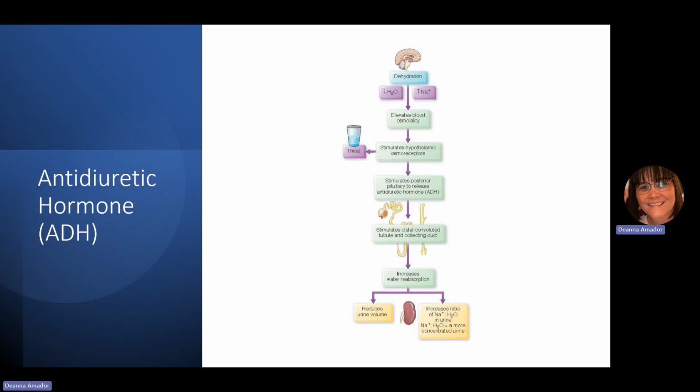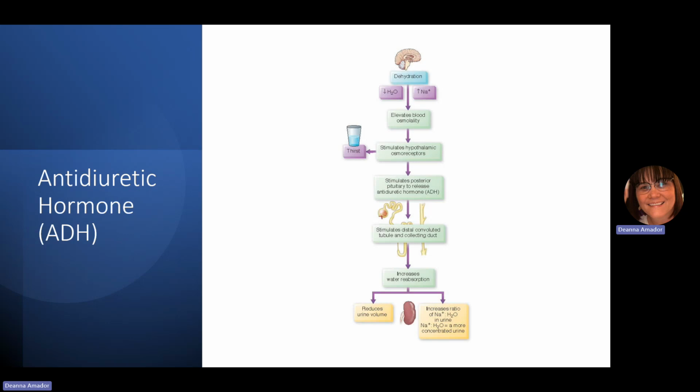You guys have already learned about this, but with your antidiuretic hormone, this slide just kind of shows how when your body is dehydrated, you have decreased volume status, so your sodium levels increase. This causes an elevation in your blood osmolality and stimulates the whole process of being thirsty and needing to drink more fluids. This causes your posterior pituitary to release ADH, because of the low volume in your body. And as you know, that's antidiuretic hormone.